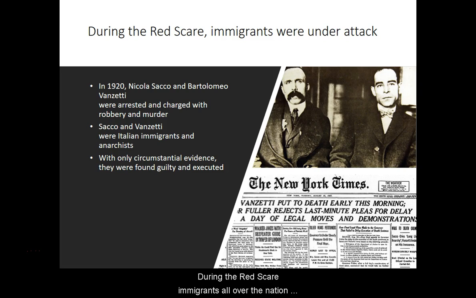During the Red Scare, immigrants all over the nation were under attack. One of the most famous is the 1920 arrest and charging of Nicola Sacco and Bartolomeo Vanzetti. In April of that year, a shoe company owner was shot and killed along with his guard. And the murderers were described by witnesses as two Italian men who escaped with more than $15,000.